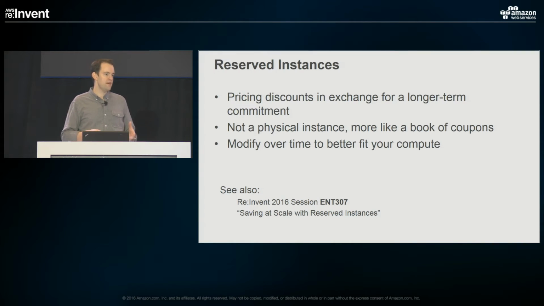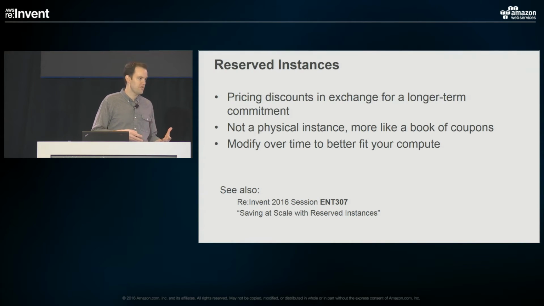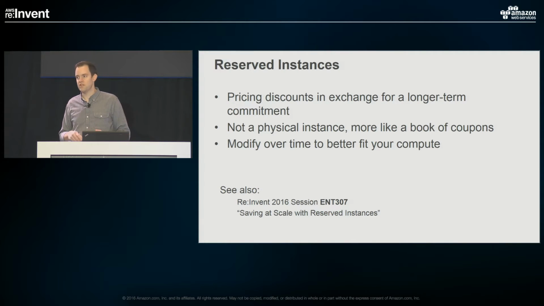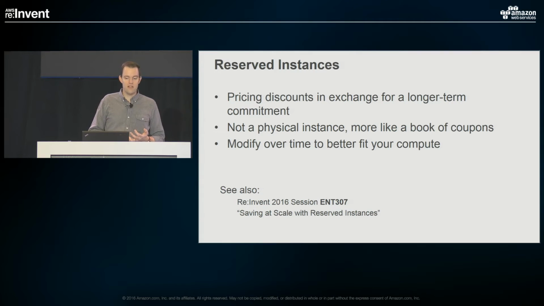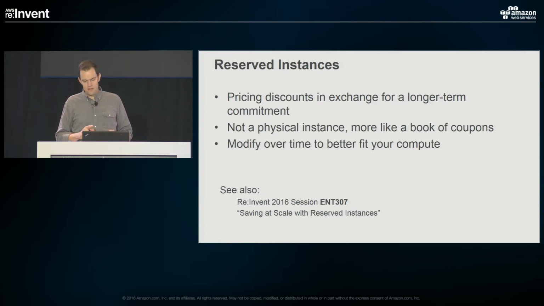The coupons apply to a set of parameters when it comes to compute, so it's going to be the AZ, the instance family in EC2, the region, of course, and of course the size of instance you want to cover.